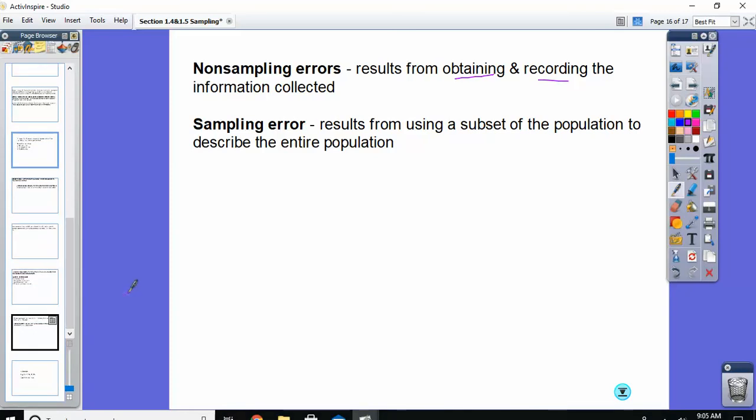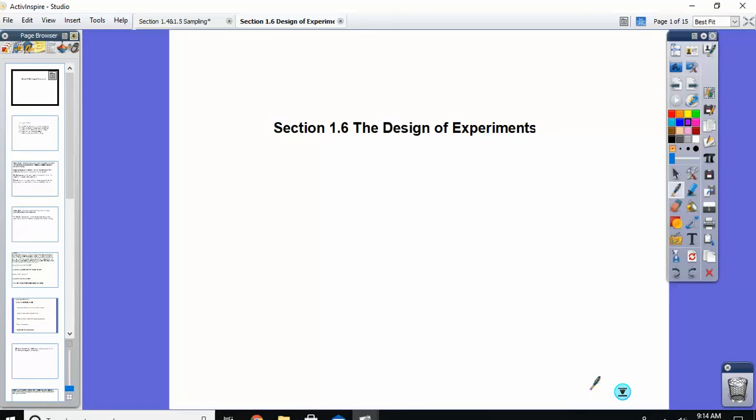Okay, that is the end of section 5. Now we're going to start with section 6. Okay, so the final thing in this chapter is talking about designing an experiment. And unfortunately, we do start out with a lot of definitions again, so you may need to pause your video while you write some of these down.